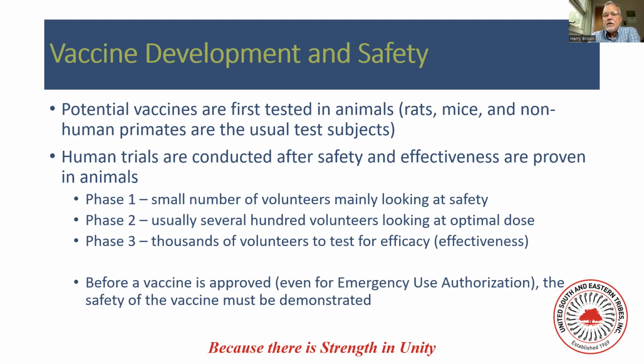Again, they're looking at safety. They're making sure there aren't any uncommon bad side effects. But really, the phase 3 trial is also to look for how effective the vaccine is, how efficacious it is. Now, before a vaccine is approved, even for emergency use authorization, they have to demonstrate that it is safe in the average person. Next slide, please.